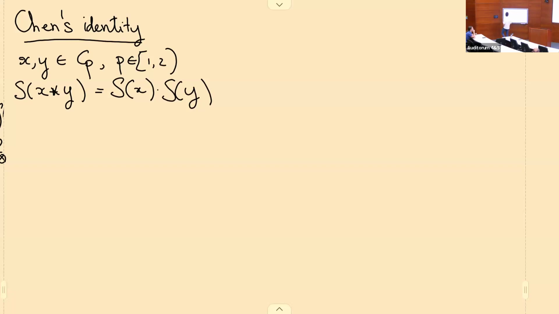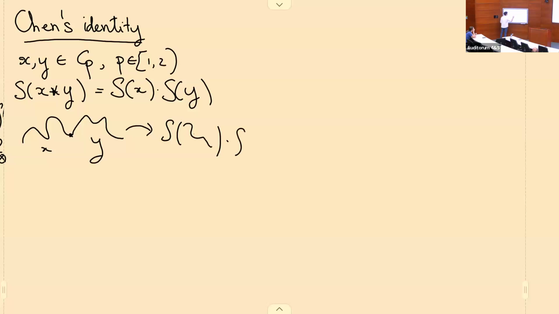So this is quite deep, right? Because it means that the signature is almost like a functor, right? I mean, it maps paths equipped with concatenation of two curves, so you have x, and then you're concatenating x with y, to tensors with the tensor product, right? So that's signature of x times signature of y.